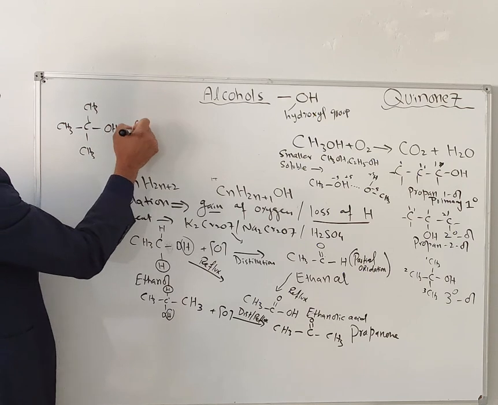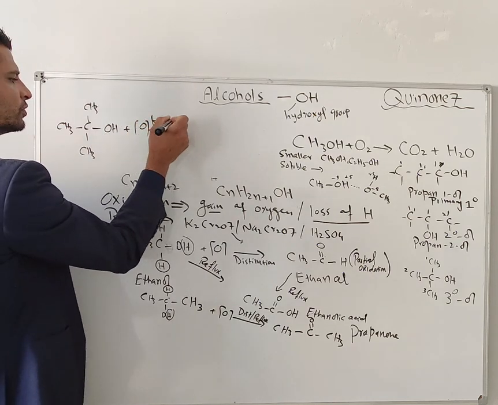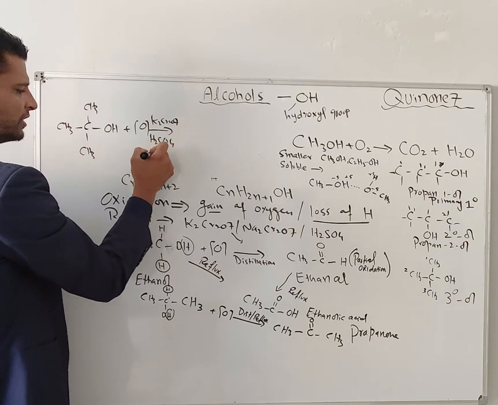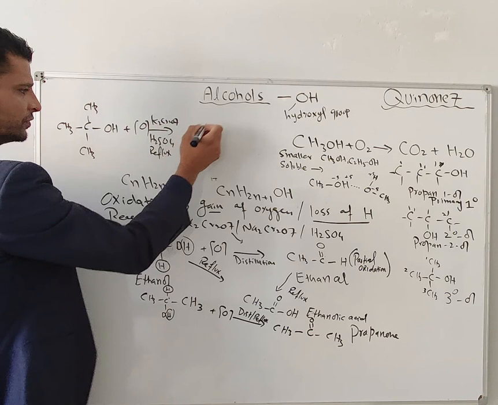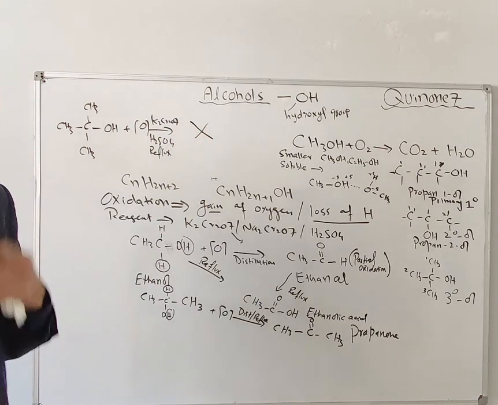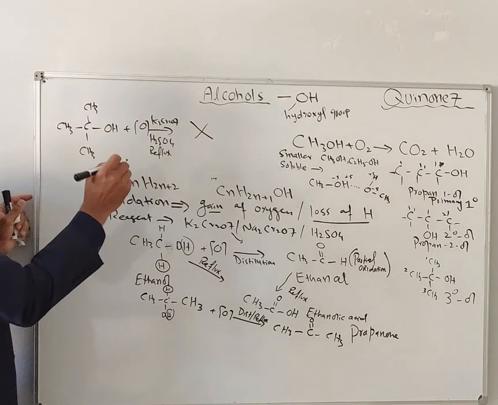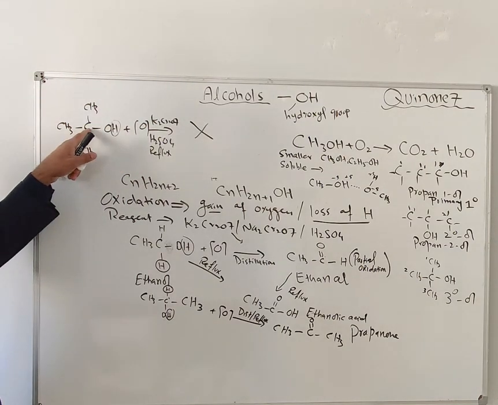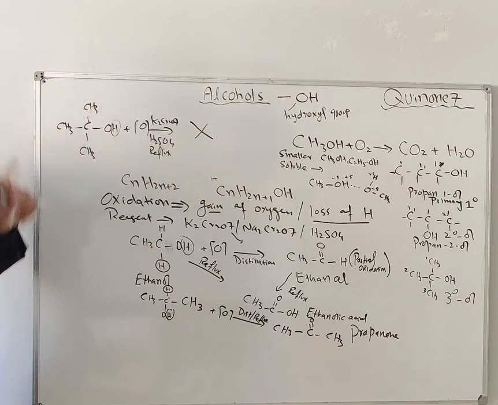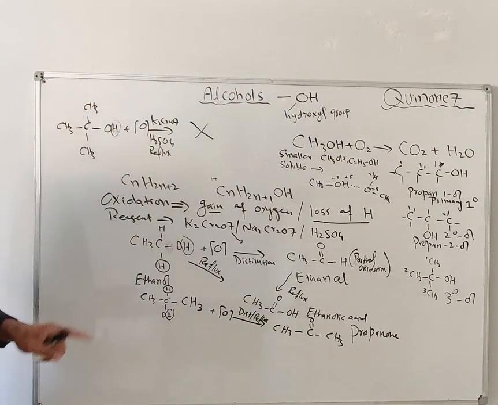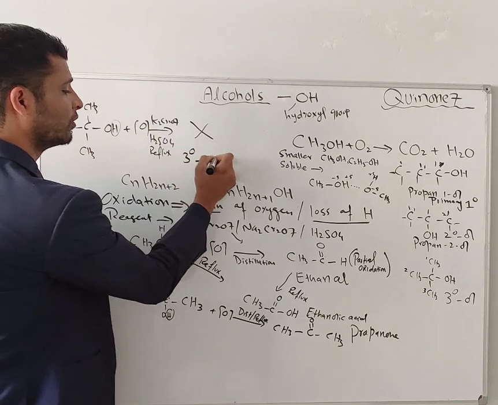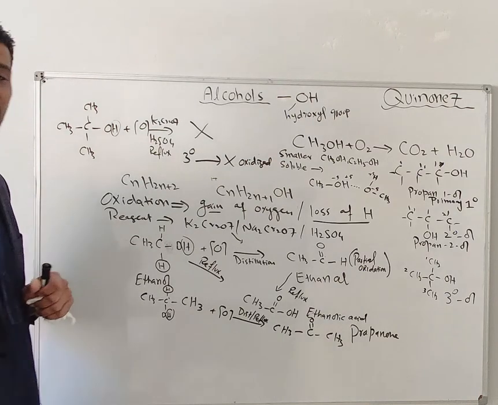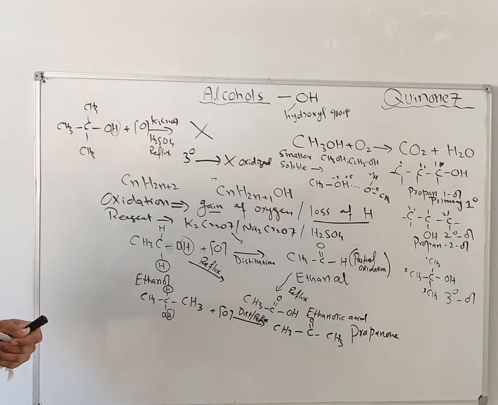The moment I do oxidation with K2Cr2O7 and H2SO4, you can do reflux or distillation, whatever you do, the reaction is not going to happen. Why? I gave you a rule that you have to remove 1 hydrogen from the OH and 1 hydrogen from this carbon atom. You cannot remove the hydrogen from the other carbon atoms. So there is no hydrogen. So tertiary alcohols cannot be oxidized. Oxidation will never happen in a tertiary alcohol.